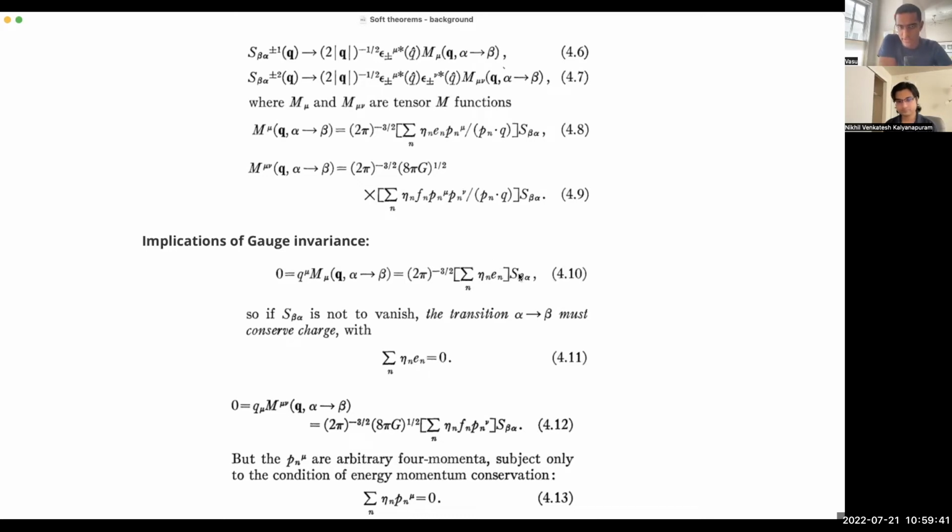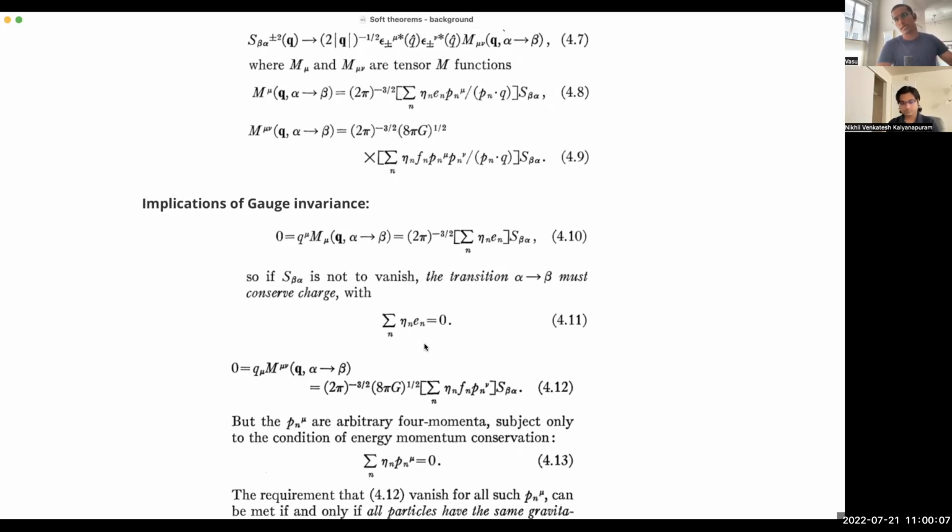Now, S is not 0, but the result has to be 0, meaning that this coefficient has to vanish. And so the transition must conserve charge, must conserve the signed sum over all charges. Right? So charge conservation is essentially a consequence of the soft factorization, which is very cool.